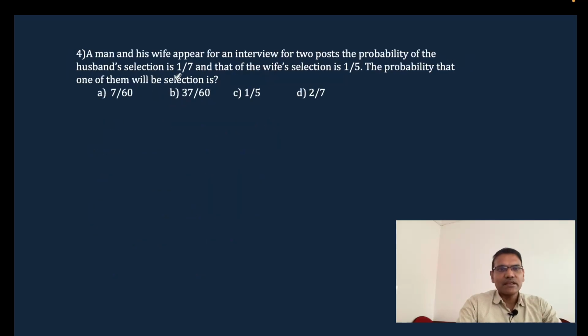Okay. Next question in a similar model, this is also important. A man and his wife appear for an interview for two posts. The probability of the husband's selection is 1/7 and that of the wife's selection is 1/5. The probability that one of them will be selected is? Now they are applying for two posts, probability of husband selection is 1/7, probability of wife selection is 1/5.